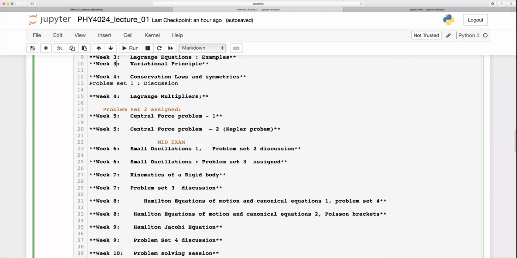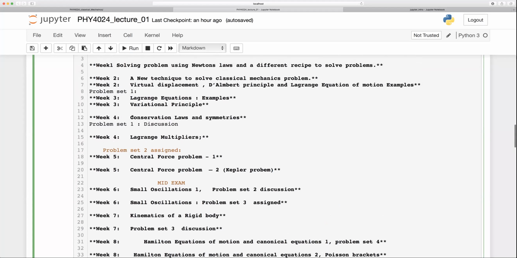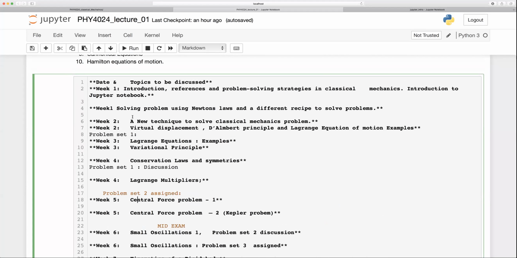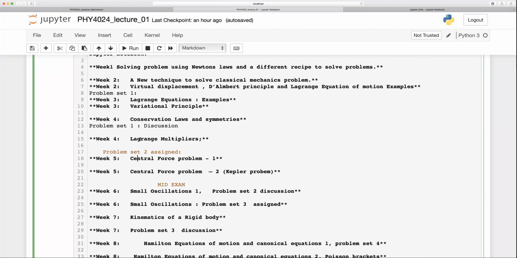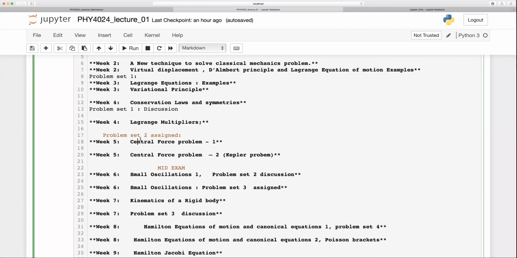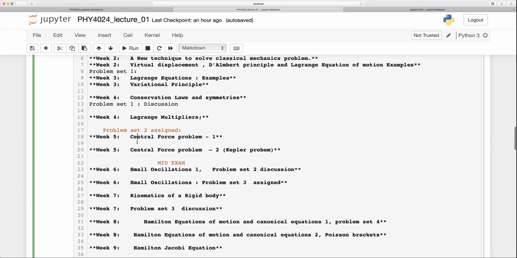And then we will move on to, actually I have mentioned here the problem sets that I am planning to give you and around which time they will come out. But this is just a tentative schedule, right? So this can change depending on how fast or how slow we go through.